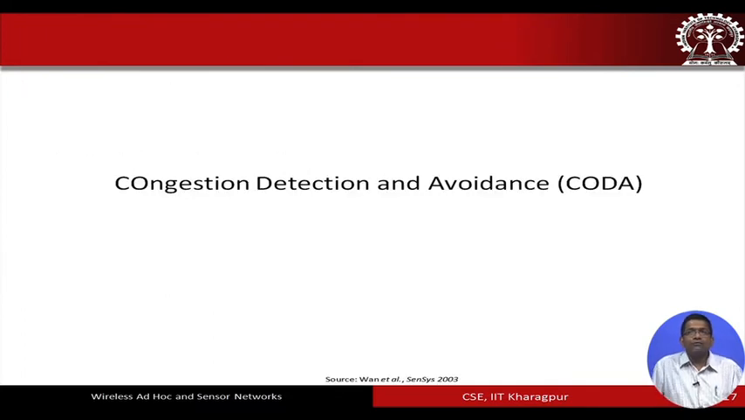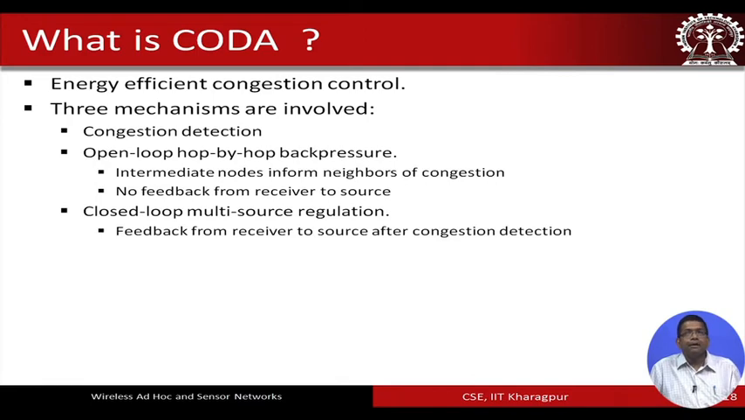The next protocol after ESRT is the CODA protocol, the full form of which is congestion detection and avoidance. CODA takes the energy issue also into account, and there are three mechanisms involved in implementing CODA. First, CODA detects congestion. Second, after congestion is detected, it prescribes an open loop hop by hop back pressure mechanism, where the intermediate nodes inform the neighbors of congestion and there is no feedback from the receiver towards the source.